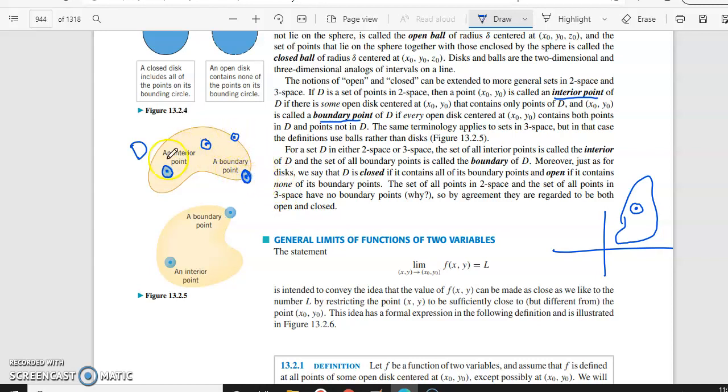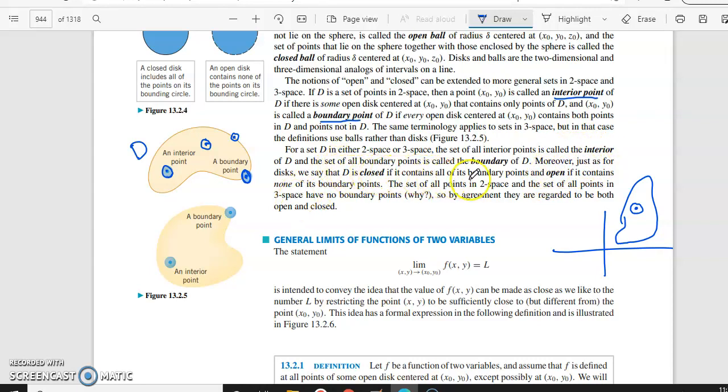And the set of all interior points is called the interior of a set, and the set of all boundary points is called the boundary of the set. We say that a set is open if all points are interior points. So the set is open if every point in that set is an interior point. That means there must be no boundary points in an open set. Now a set is said to be closed if it contains all its boundary points. So that is how we define an open set and a closed set.